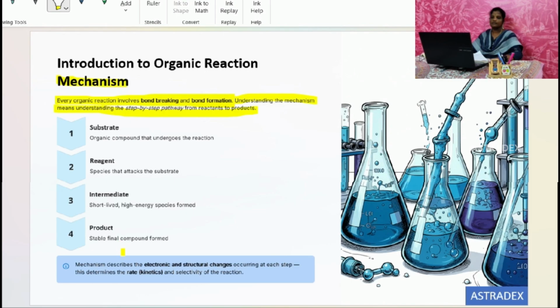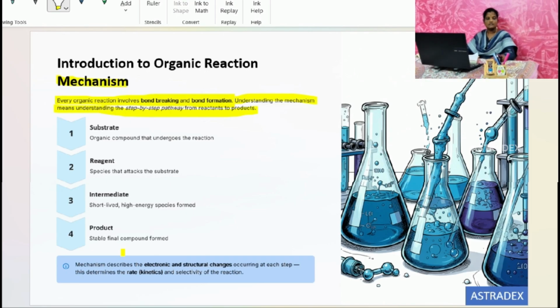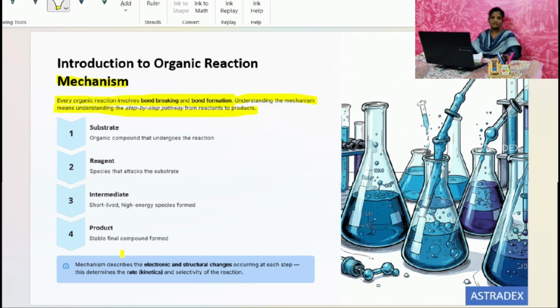We can have a definition which is also given in your book. Before moving to the terms, how can we define reaction mechanism? A reaction mechanism in organic chemistry is a step-by-step description of how reactants are transformed into the products, detailing the electron movement, intermediates and transition states. These things are detailed in a reaction mechanism.